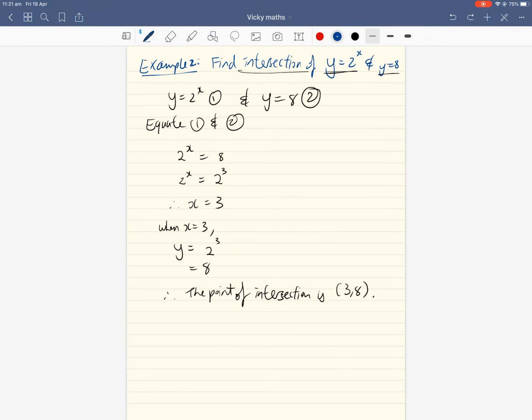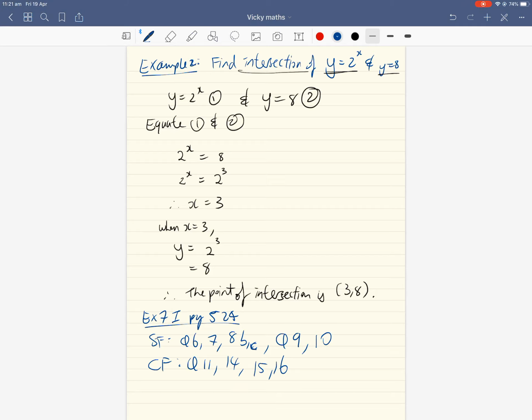So the to-do list is exercise 7I. Okay, have fun.